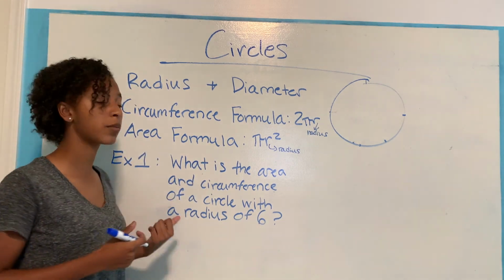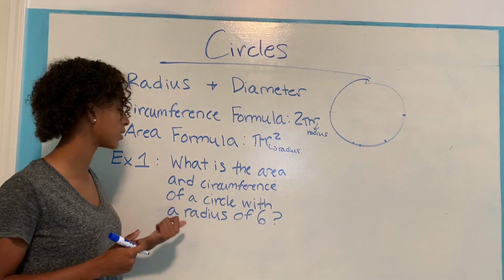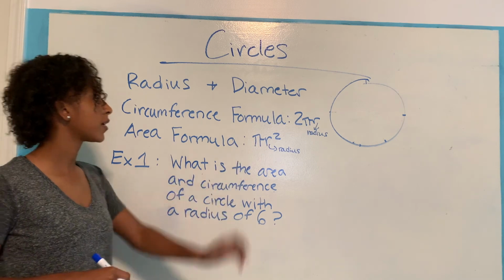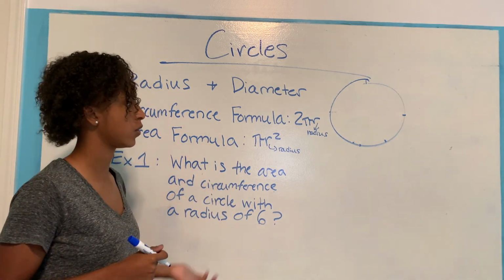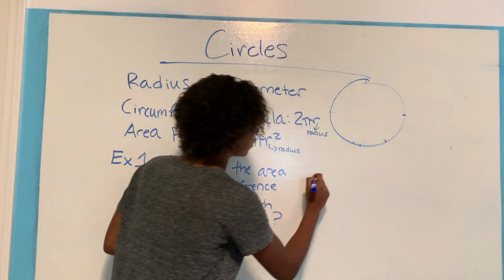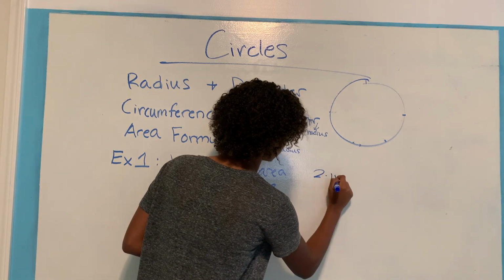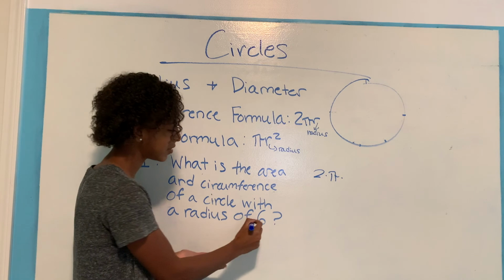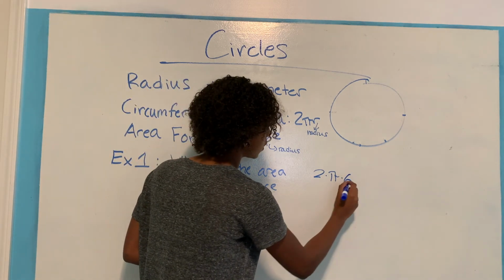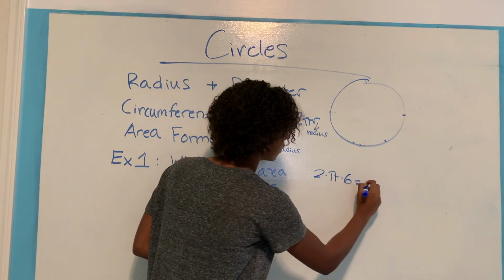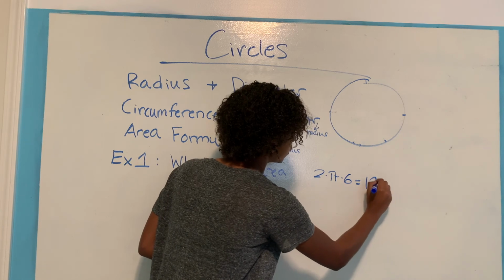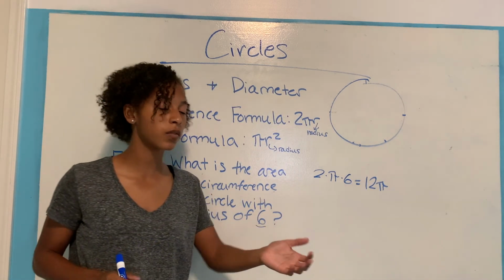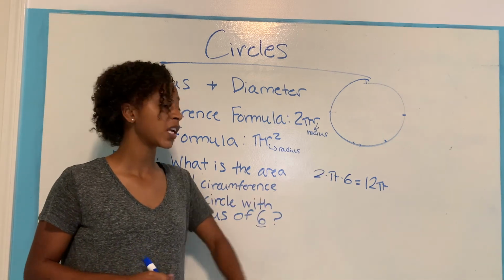Alright, so our first example is going to be, what is the area and circumference of a circle with a radius of 6? So you can just plug it into these formulas that I have right here. So the circumference is going to be 2 times pi times whatever that radius is. In this case, it would be 6. Alright, so it's 2 times pi times 6. That simplifies to 12 pi because 6 times 2 is 12, and then you multiply by pi.